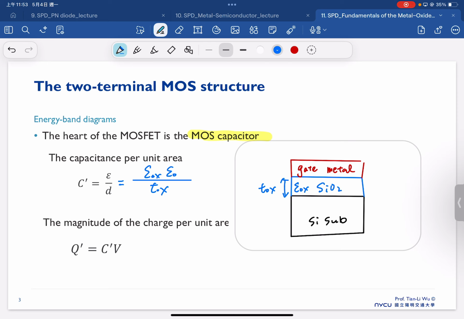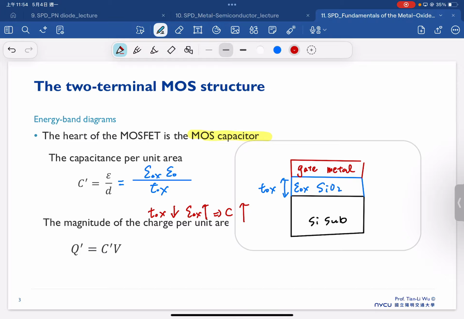So that's a typical equation for the capacitance of the MOS capacitance. But from this equation, we can already understand a little bit the impact of the oxide thickness and the dielectric constant. If we make the oxide thickness as thin as possible, or the dielectric constant as large as possible, then we expect to get a higher capacitance value.